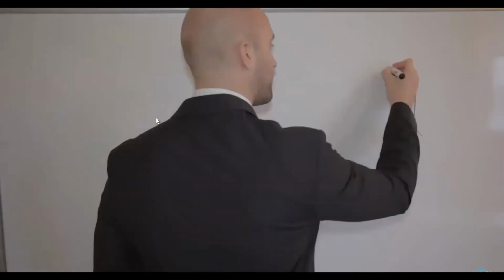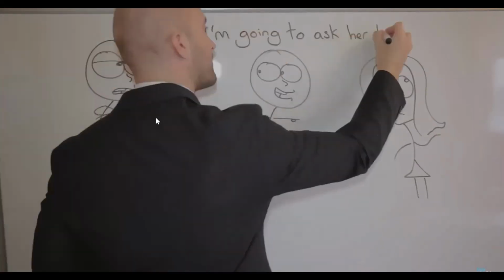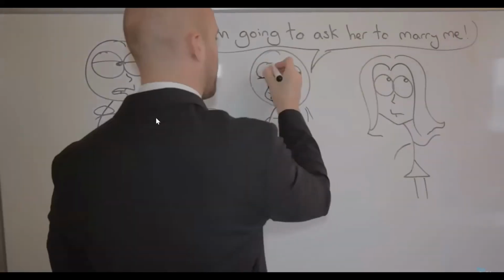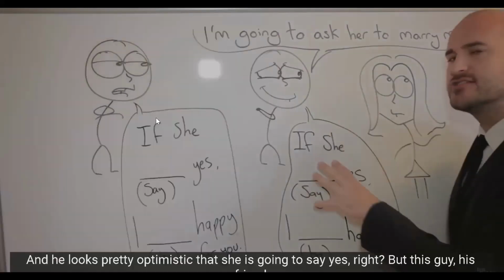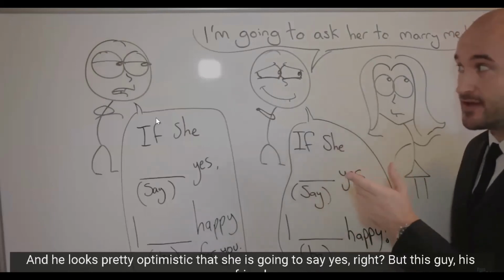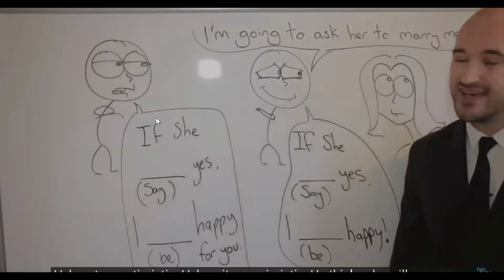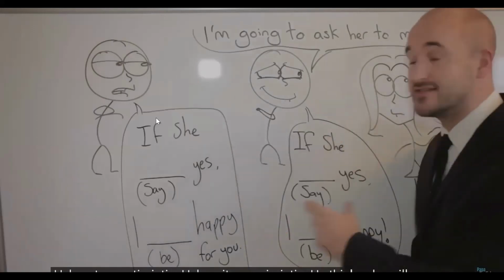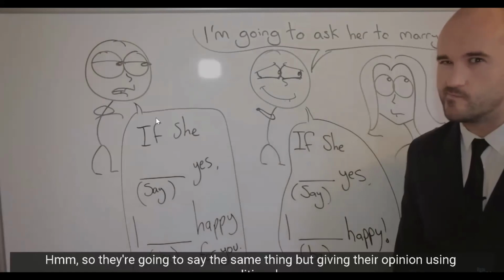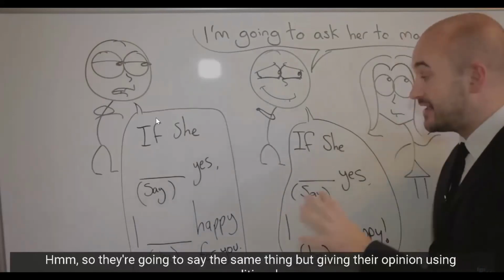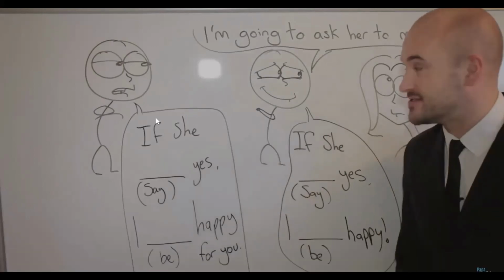For example, this guy wants to ask this girl to marry him. And he looks pretty optimistic that she is going to say yes, right? But this guy, his friend, he's not so optimistic. He's quite pessimistic. He thinks she will say no. So they're going to say the same thing, but giving their opinion using conditionals.